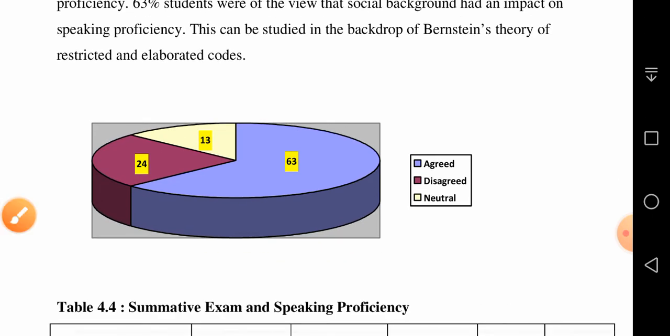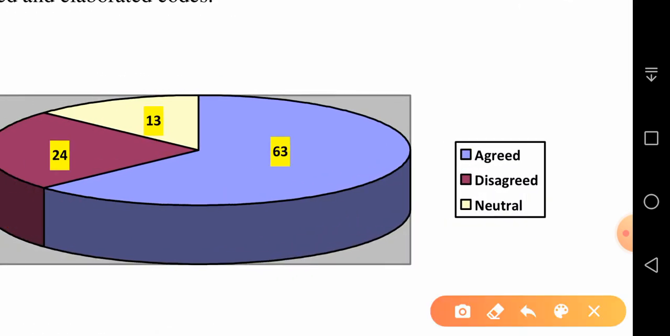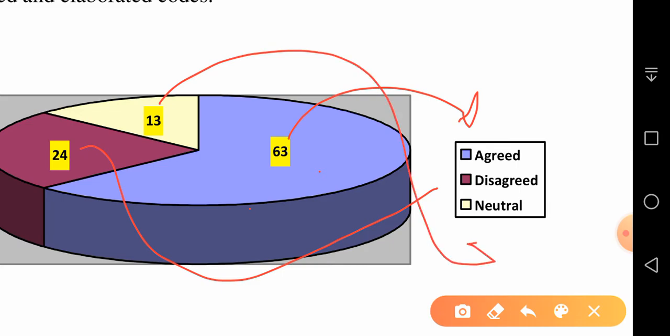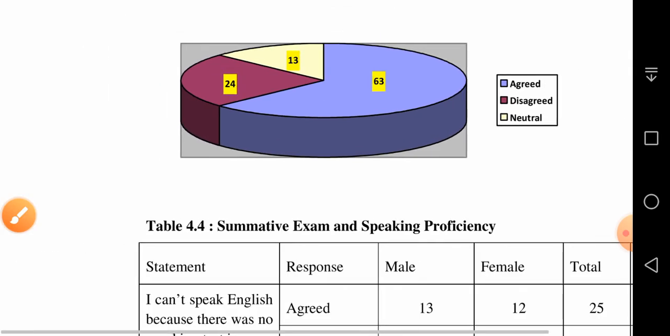So data has been shown graphically using this pie chart. As you can see, this color shows agreed. So 63% students agreed to this: yes, poverty does have a role to play in speaking proficiency, and 24 students disagreed and 13 stayed neutral. They didn't record any voice.